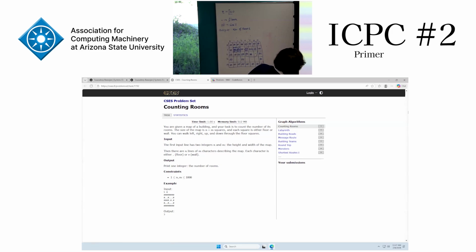Wait, did I make a mistake here? 1, 2, 3. No. 4. This one should be, no, this one is this. So these three, and these. So except this, this entire section constitutes another room, and the same can be said for this too.